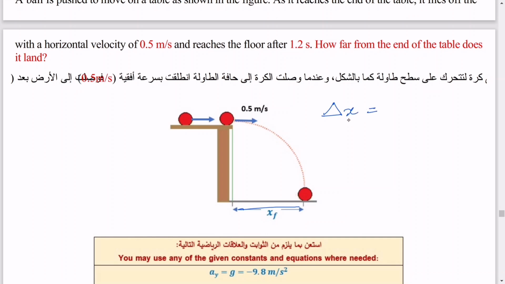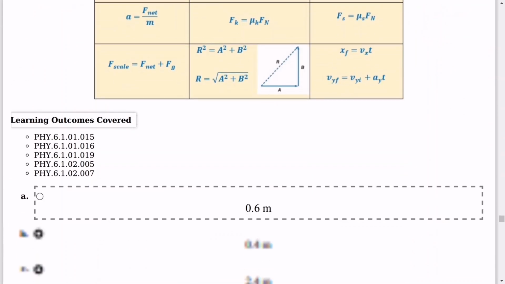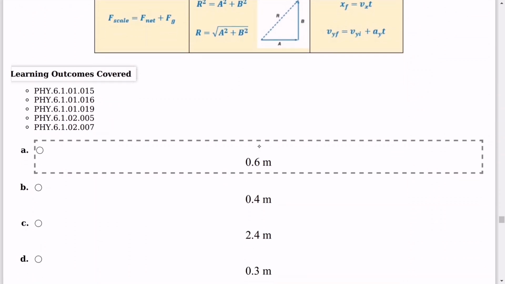To calculate delta x, you know that to calculate the horizontal distance traveled by a projectile, you have only one equation, that is velocity along the horizontal direction multiplied by the time taken. What is the velocity along the horizontal direction? That is 0.5, given in the question, multiplied by the time taken, that is 1.2 seconds. 0.5 multiplied by 1.2 is equal to 0.6 meter. So 0.6 meter is the distance traveled.